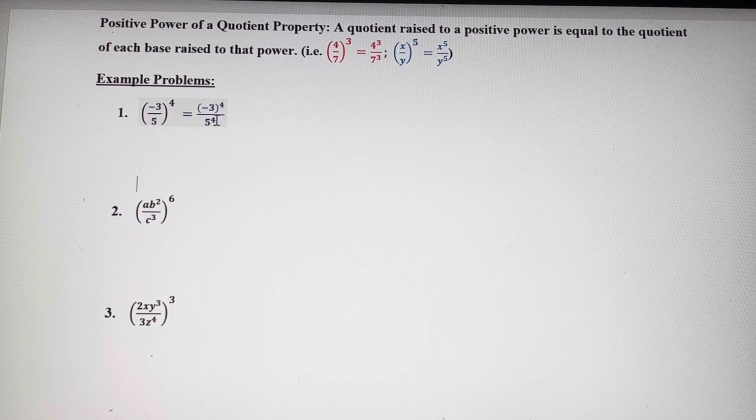Let's evaluate both of those. -3 to an even power is going to be positive. 3 to the fourth power is 81. And then 5 to the fourth power is going to be 625. Okay, that can't be simplified, so we'll leave that like it is. Okay, so that's the answer.